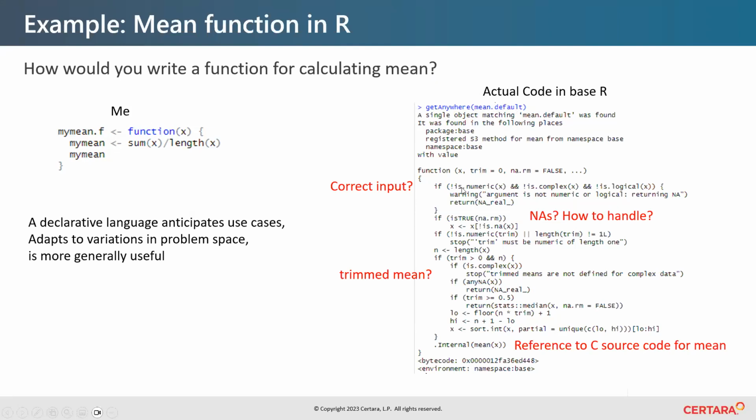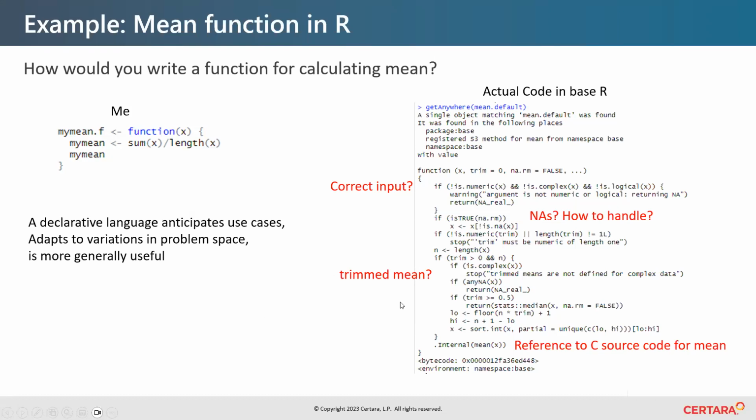First, it checks the input. Are you giving me a vector of numbers? If they're complex, it returns an error. Wait a minute, I can't calculate mean on this. So it anticipates that perhaps the wrong input might be coming in. It says, okay, I'm going to check for NAs, and if there are NAs, how do I handle them?